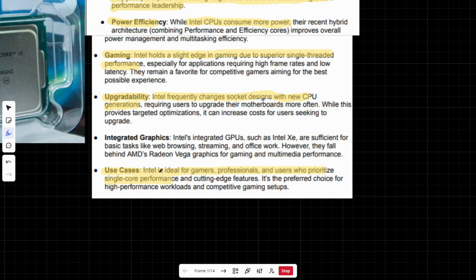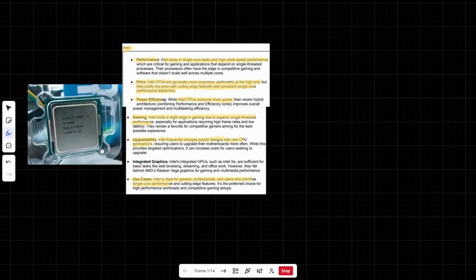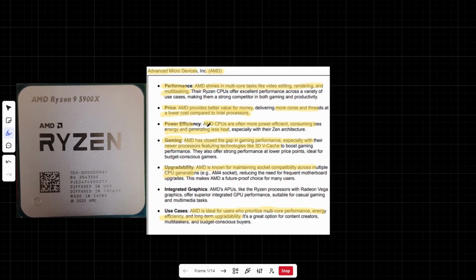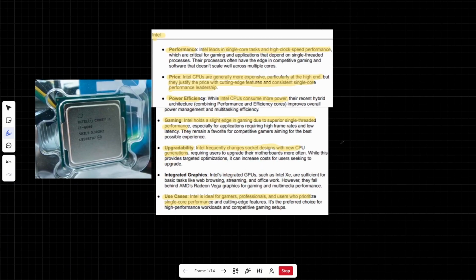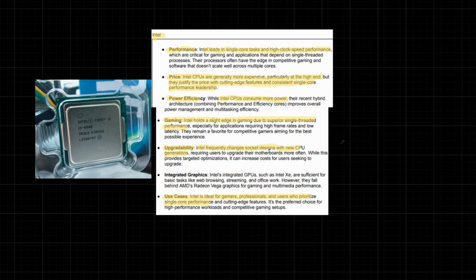So long story short, we can really dial this down to: AMD, multi-core based tasks, much more affordable, and long-term upgradability. Intel, much more expensive, single core tasks, and not great for long-term upgradability. So depending on what you want, you're going to have to look at a scenario and say, based on what you want, you might want AMD or Intel, based on those things that I just covered.